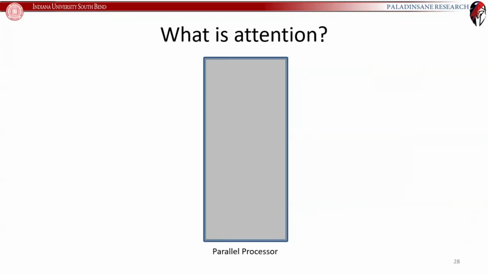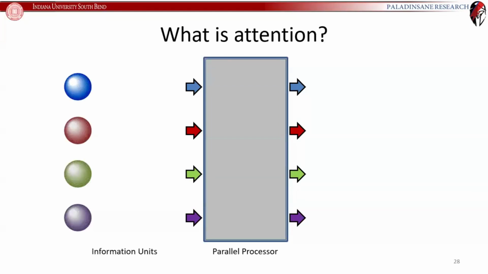So we have an input side. Information comes in from the left. And we have an output side, where information gets processed and then gets ejected out of the right. And then we have, let's say, information units. Each of these circles, each of these spheres represents one unit of information. So it's coming in from the external world.